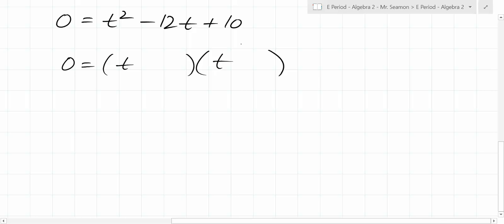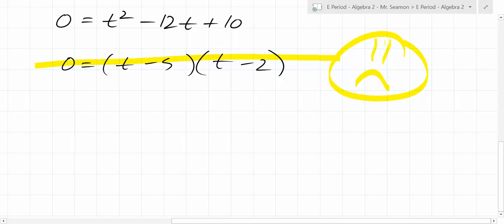Does it work? It doesn't really work. I mean, you try minus 5 and minus 2, but that's going to be minus 7t in the middle, not 12. It doesn't work, right? So if that doesn't work, what do we now do? If I asked you to, could you complete the square? Say yes. So we're going to use the quadratic formula.